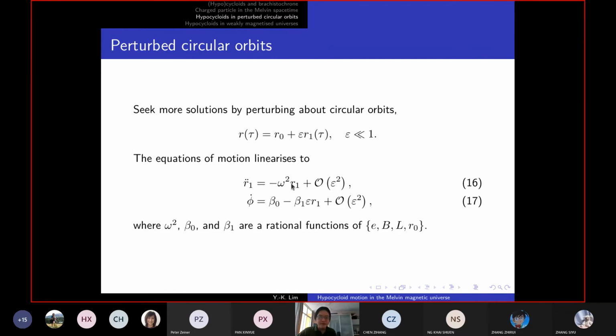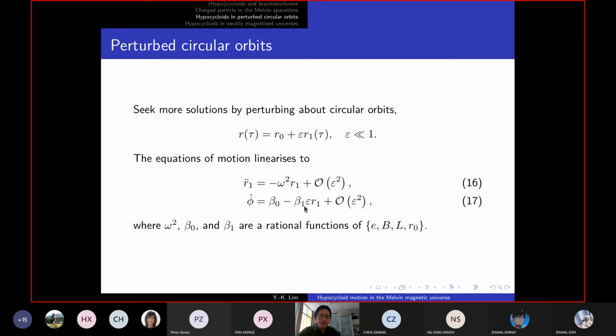The equation for r second order is just the harmonic oscillator equation, if you go up to order of epsilon squared and beyond. So the solution is just sine and cosine, easy to solve. Once we solve this, I can put it into the linearized equation for phi and then integrate it directly. So we can find new solutions in this way.